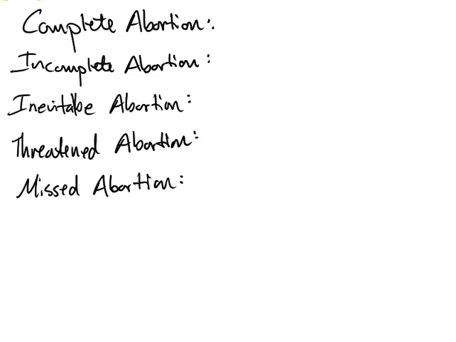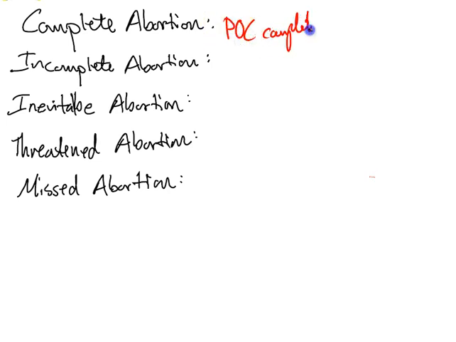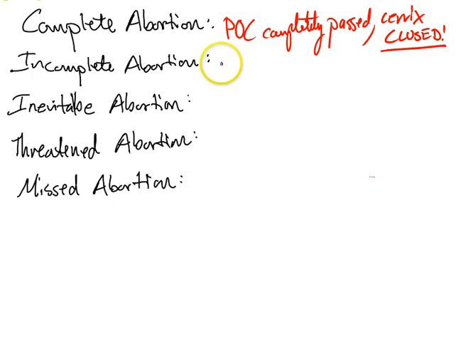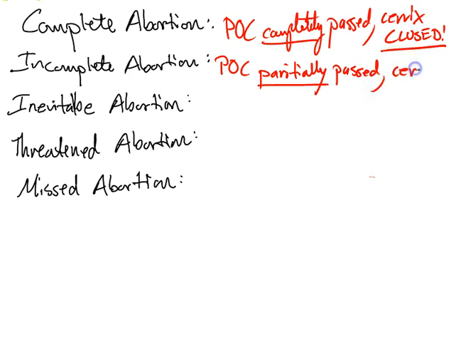So, a complete abortion is a POC that's completely passed. So, the cervix is closed. Now, in an incomplete abortion, the POC is partially passed, and the cervix is open. Now, in an inevitable abortion, the POC is in the uterus, and the cervix is open.